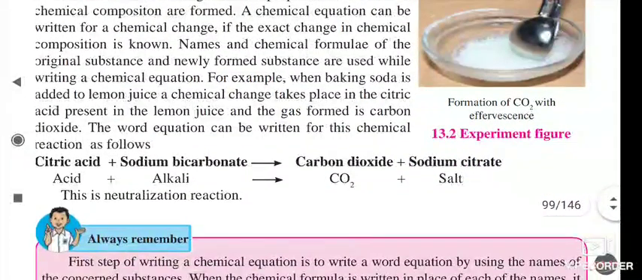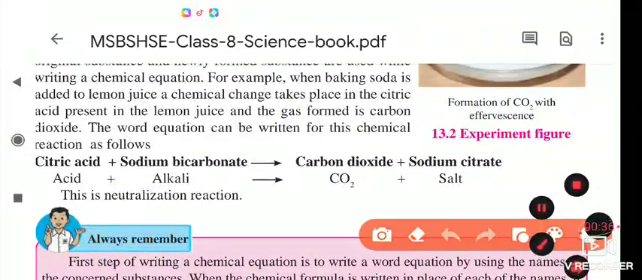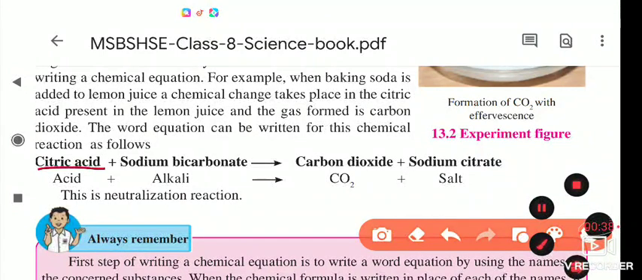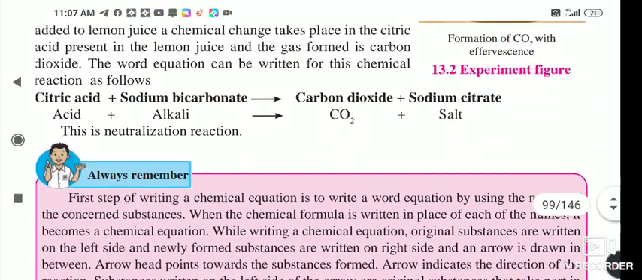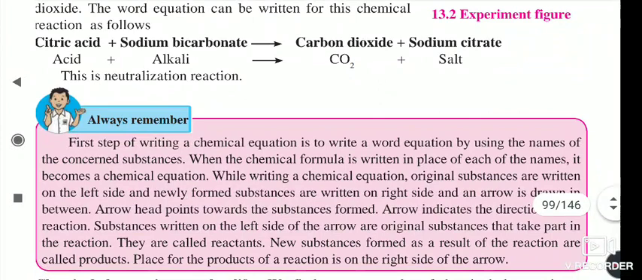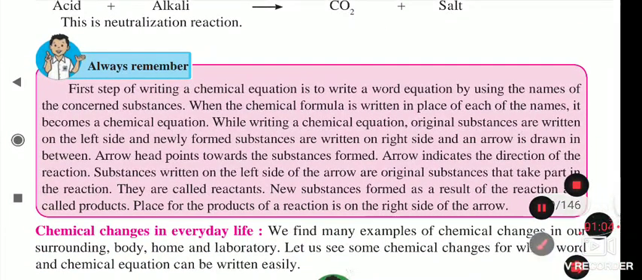And inside it, the chemical reaction we had also seen: citric acid, which is present inside the lime, and sodium bicarbonate, that is baking soda. When we add both, the effervescence comes, and this is nothing but carbon dioxide emerging out of that reaction, and sodium citrate, that is a salt, is formed, and carbon dioxide gas emerges. So always remember that point we are discussing now.